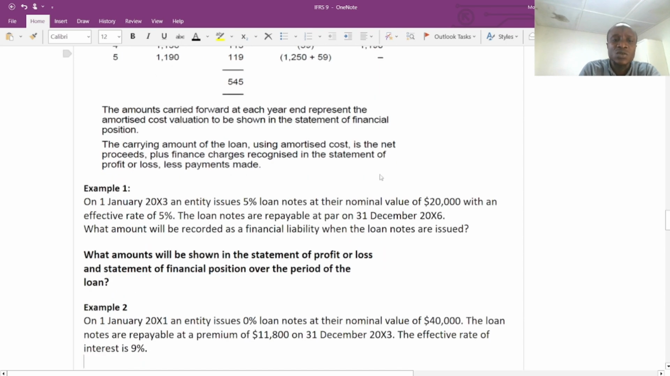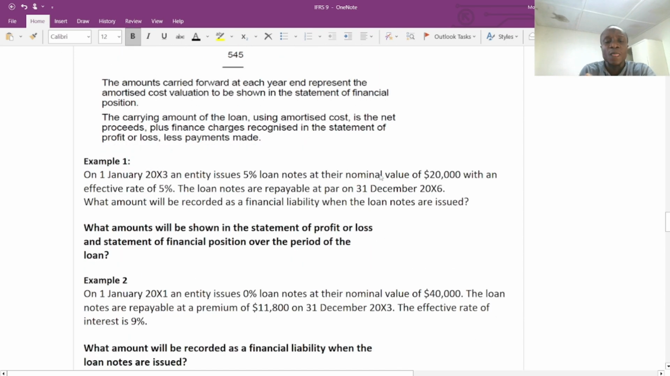So now let's solve example one so you can start having a feeling and a taste of the question. So now, example one, solution.